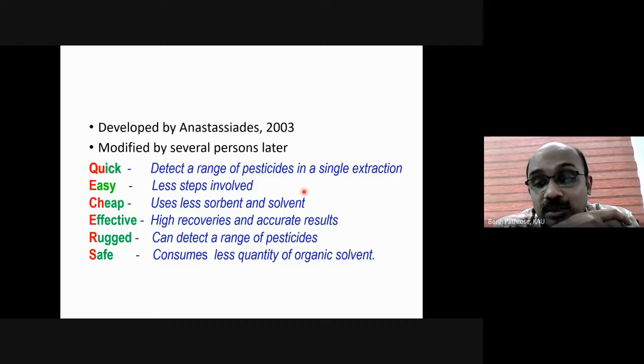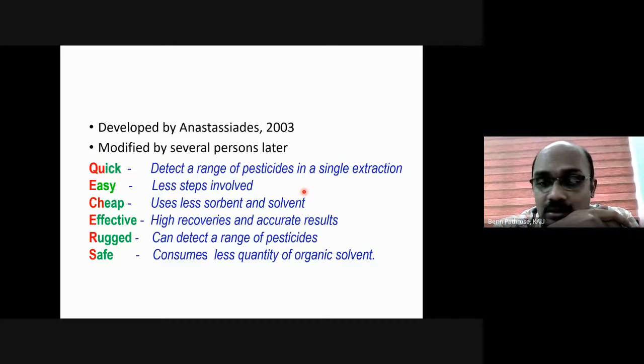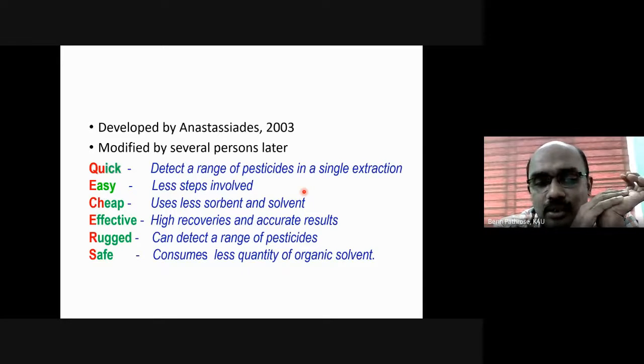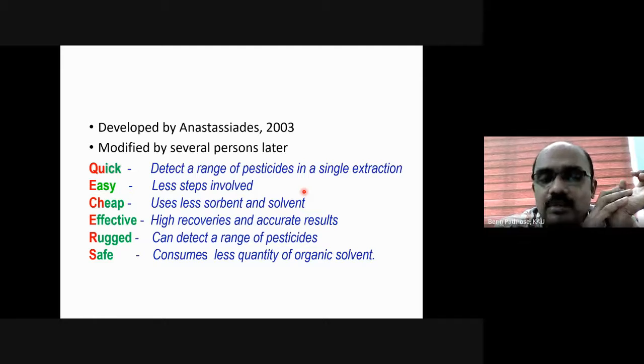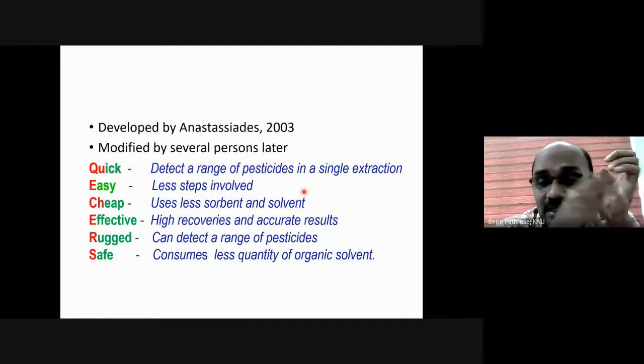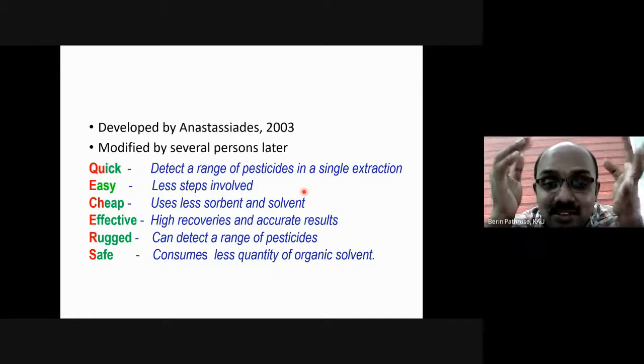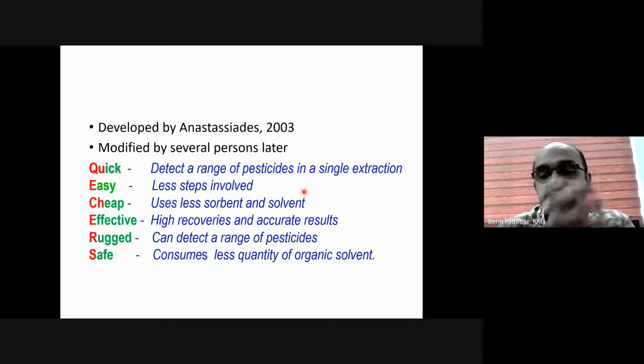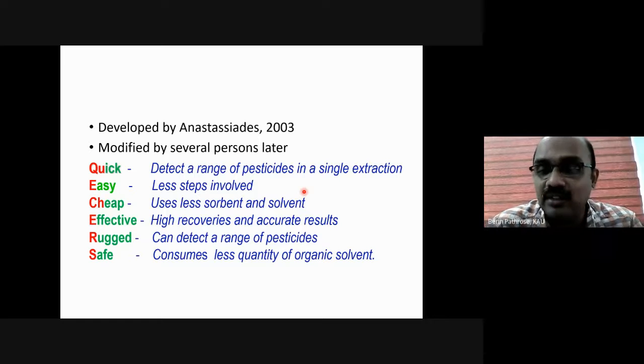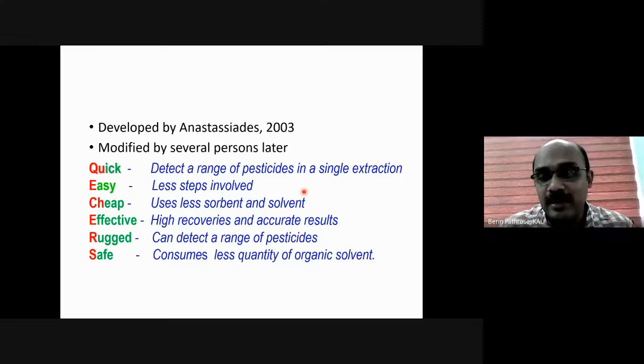Effective means the recovery is very good and the results are very good. It will give 70 to 120% recovery. Rugged means the same method works for several pesticides. A rugged method is a method which can be adopted in several labs, even with slight modifications.